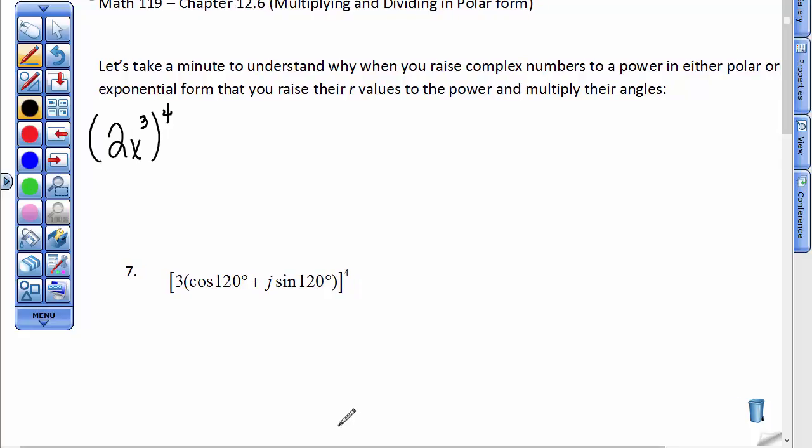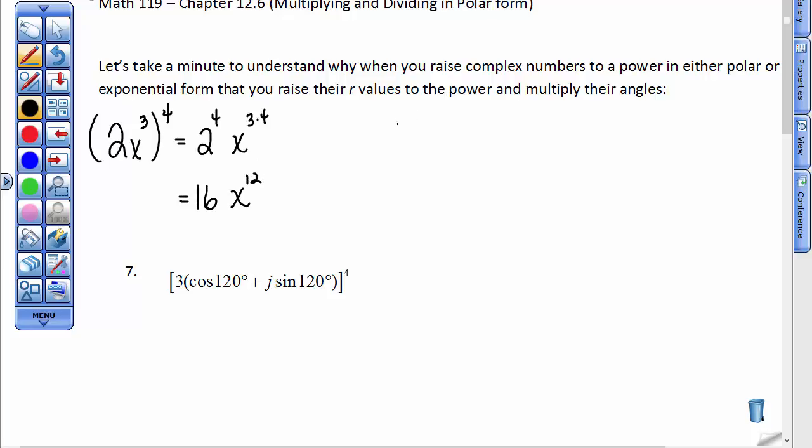So let's take a minute to understand why, when you raise a complex number to a power in either polar or exponential form, you raise the r value to the power and you multiply the angles. Take this algebra problem, which is just a monomial, not a complex number: the 2 has to be raised to the 4th power to become 16. But for the x cubed, when I raise that to the 4th power, the shortcut is to take the 3 times the 4 and get 12. So the final answer to this problem is 16x to the 12th power.